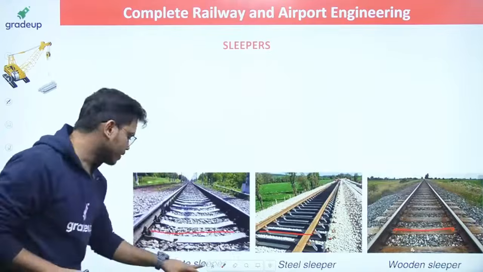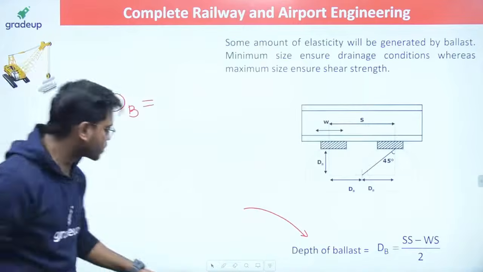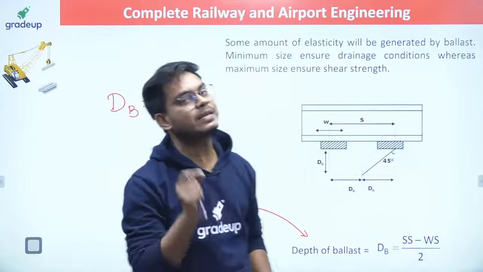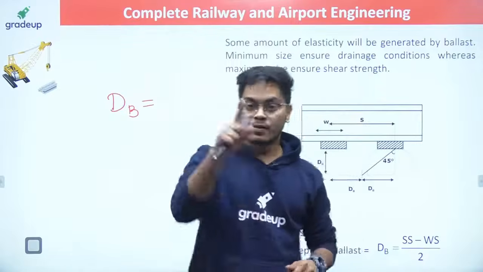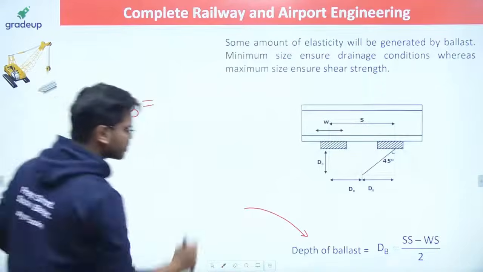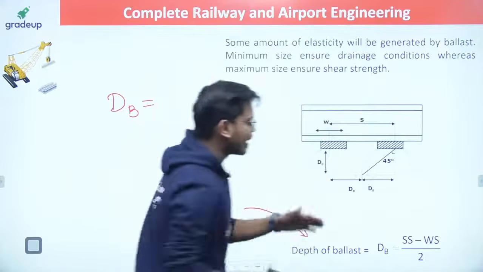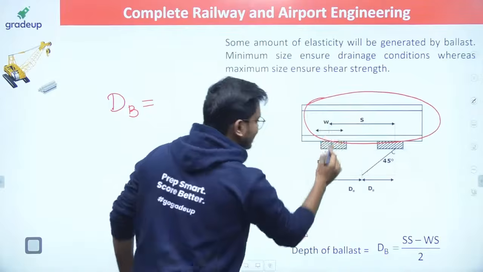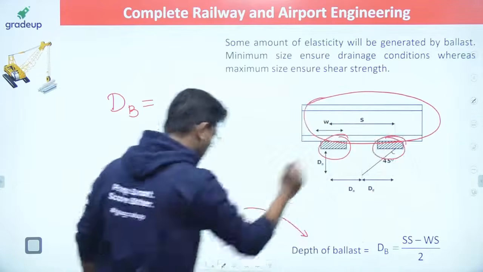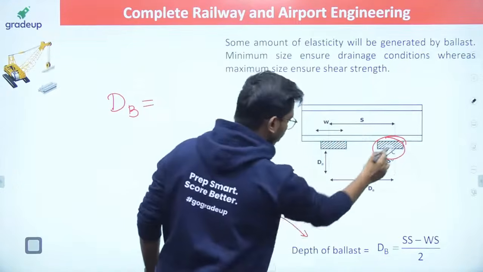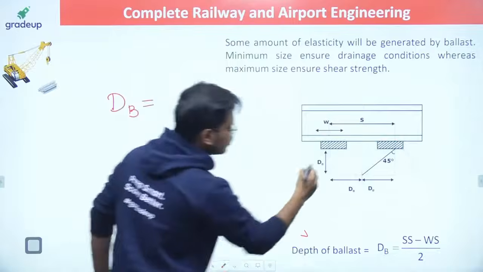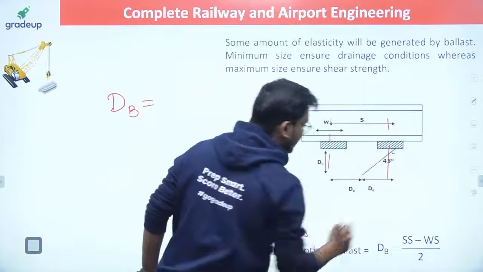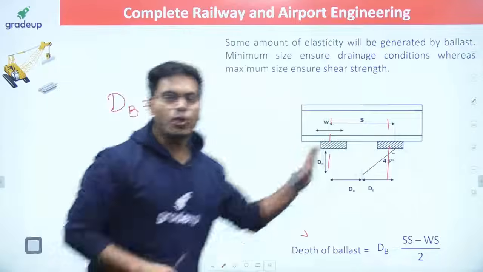First of all, let me tell you guys how to determine the depth of ballast, because it is the first question that can be asked in your examination. It is very simple. See, this is your rail, this is your sleeper, this is your sleeper. Now look at this properly, guys. Basically, you have to take the center to center spacing from one sleeper to another sleeper.